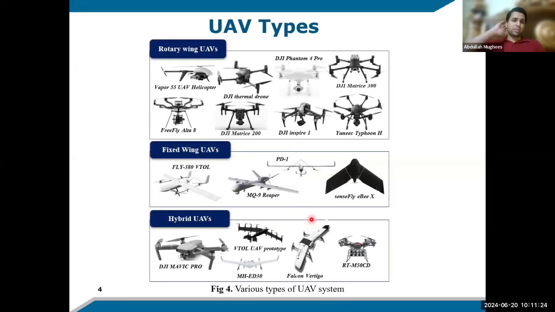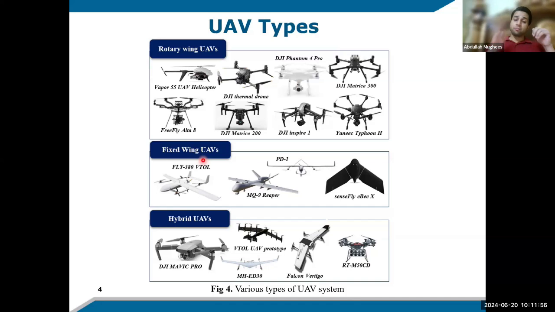So there are various types of UAV systems. There are rotary wing UAVs, where the lift force is generated by rotating arms. We have these smaller arms rotating continuously, and the rotation of these arms generates an upward lift that lifts the UAV system into the air.